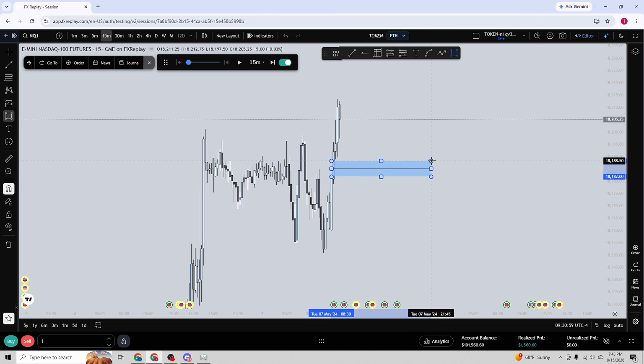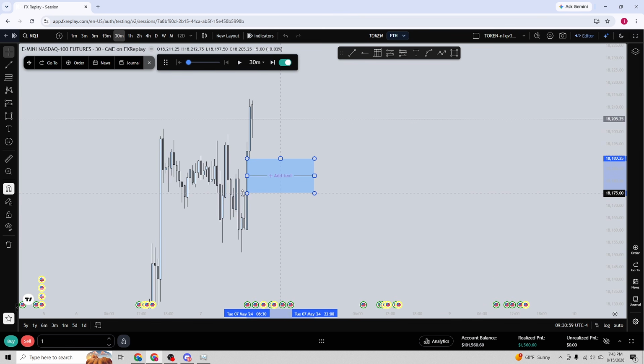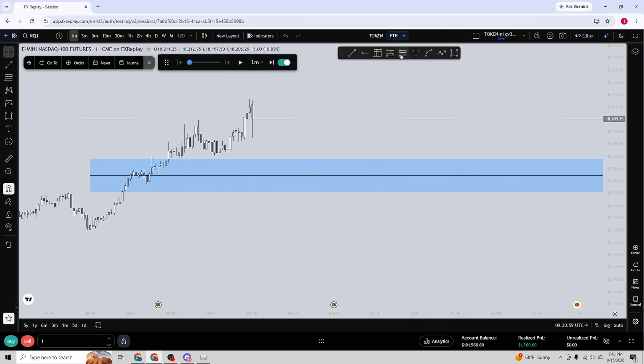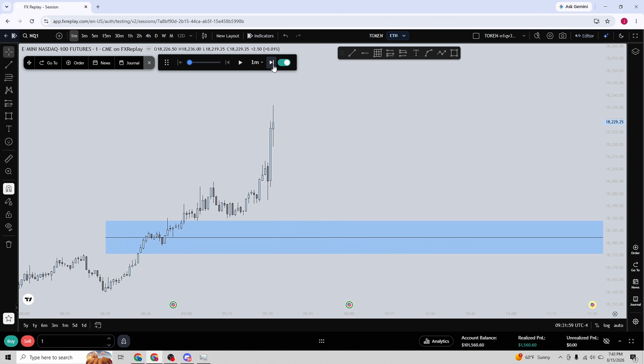I'm going to mark out this 15. Also looking on the 30-minute chart, we have a 30-minute fair value gap as well. Okay, going on to the 1-minute. Let's play out price. We are distributing higher.